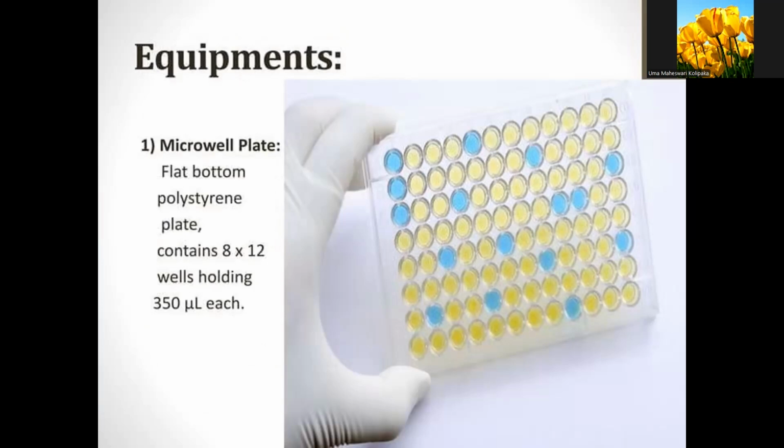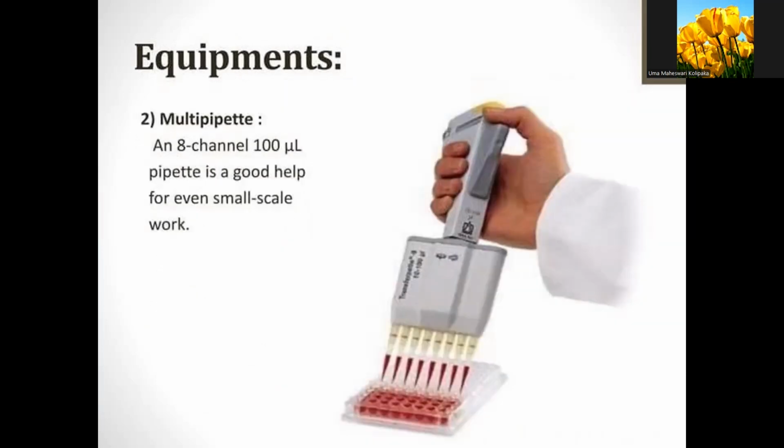Equipment: microwell plates or microtiter plates. A flat-bottom polystyrene plate contains 8 to 12 wells holding 350 microliters each. So what is the capacity of each and every well? If you ask, the answer is 350 microliters. Equipment: multipipettes or micropipettes. These are called micropipettes because they deliver microliter volumes into the microtiter wells. An 8-channel 100 microliter pipette is a good help even for small scale work.